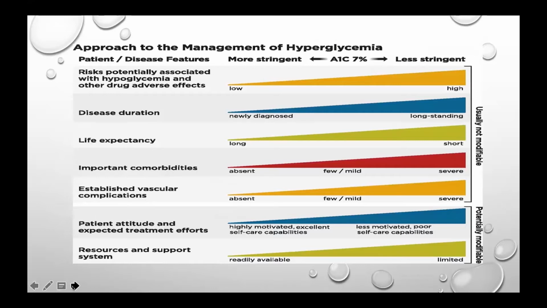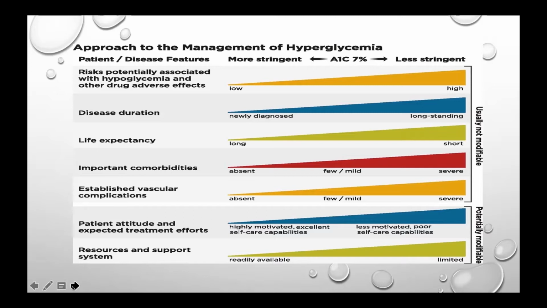Now, as we manage hyperglycemia in patients with CKD, what is important is that our goals get less stringent if there are risks potentially associated with hypoglycemia or drug adverse effects. So we have to have drugs that have very low risk of hypoglycemia, which have glucose-dependent insulin release or insulin-independent mechanisms. If the disease duration increases, we are less stringent. Life expectancy is low, we're less stringent. We've got important comorbid conditions.